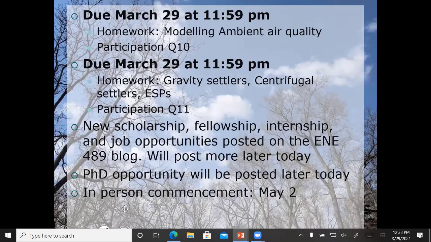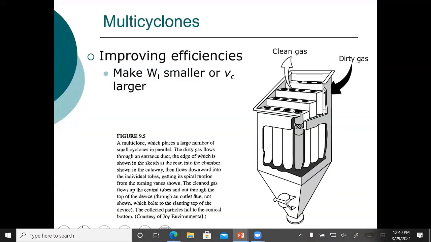Okay, well, happy Monday. So today I'd like to finish the unit on centrifugal settlers, and we'll look at electrostatic precipitators. So let's start by addressing the question. Suppose we want to remove even smaller particles.